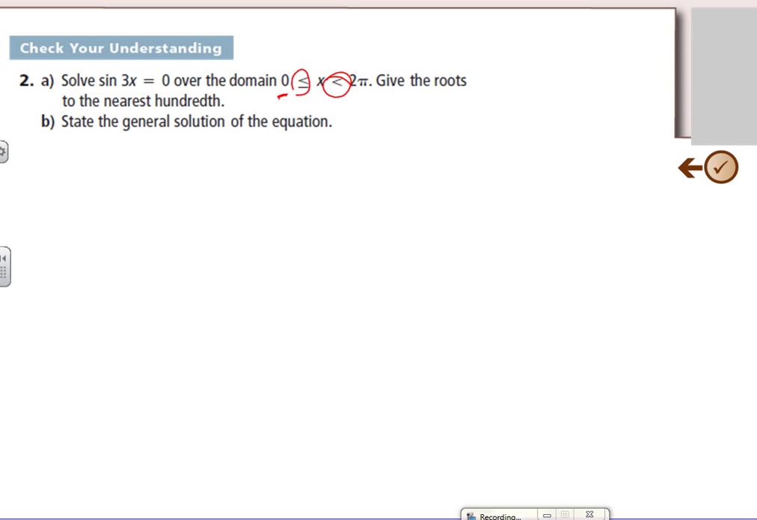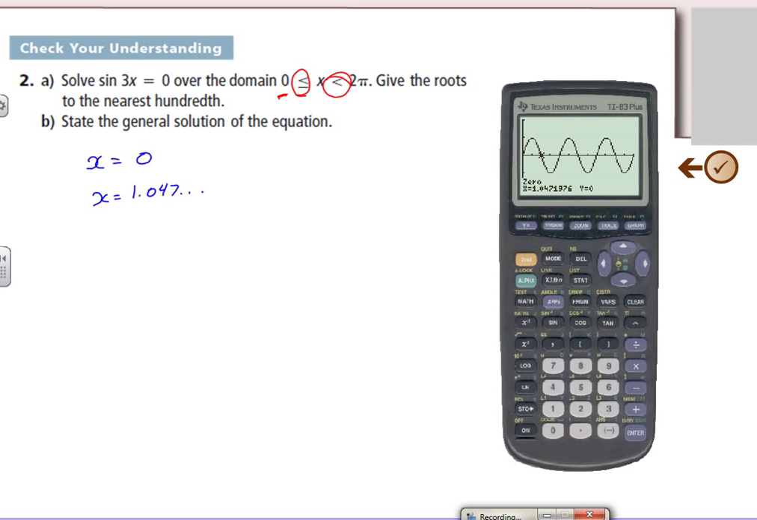Using the same process again, finding the zeros. Our answers are going to be x equals 0. The second one is going to be x equals 1.047... Well, we want to know where that's going to happen a little bit more exact. Okay, so I've got my second solution there in the calculator. Even though it asked for just the nearest hundredth, I can go to exact form if it is a nice, easy exact form to get to.